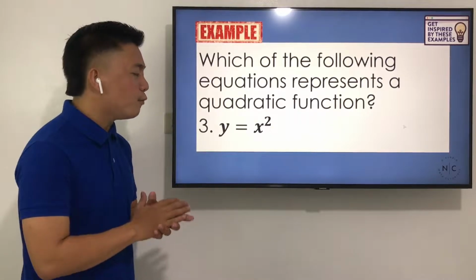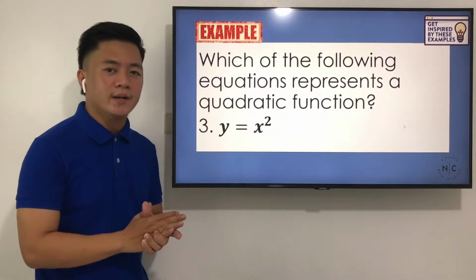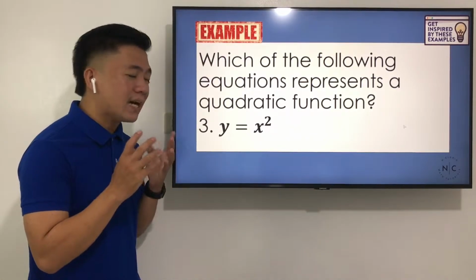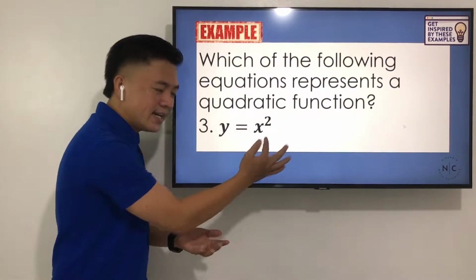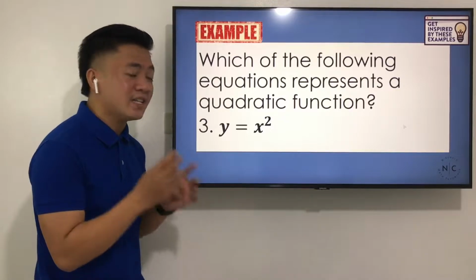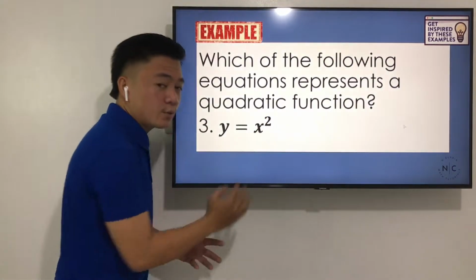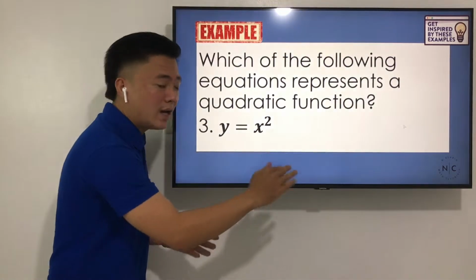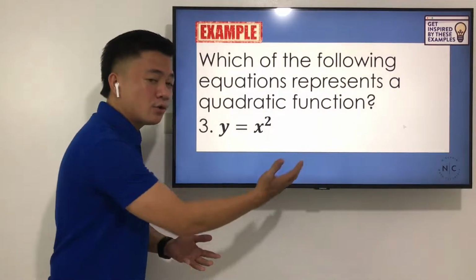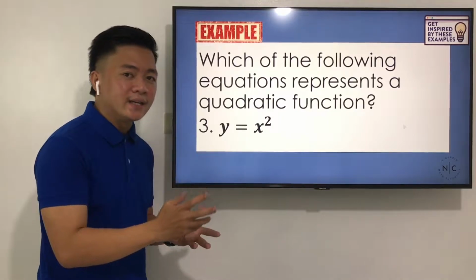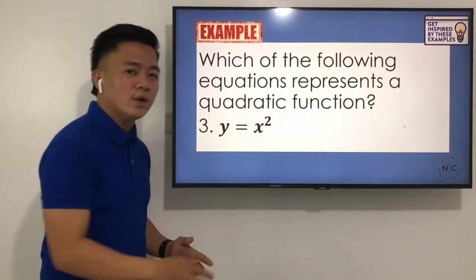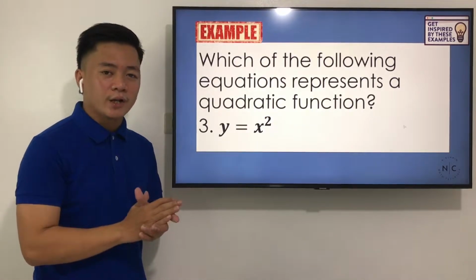Number 3, we have y is equal to x squared. So, titignan natin, meron ba tayong variable x and meron ba tayong y? Meron. Y and x. And then, yung highest degree ba natin is square? Meron tayong x squared dito. So, which means kahit walang linear term yan, kahit walang constant term, at least we have yung ating x squared. Yun yung pinakamataas nating exponent, yung 2. This is a quadratic function.